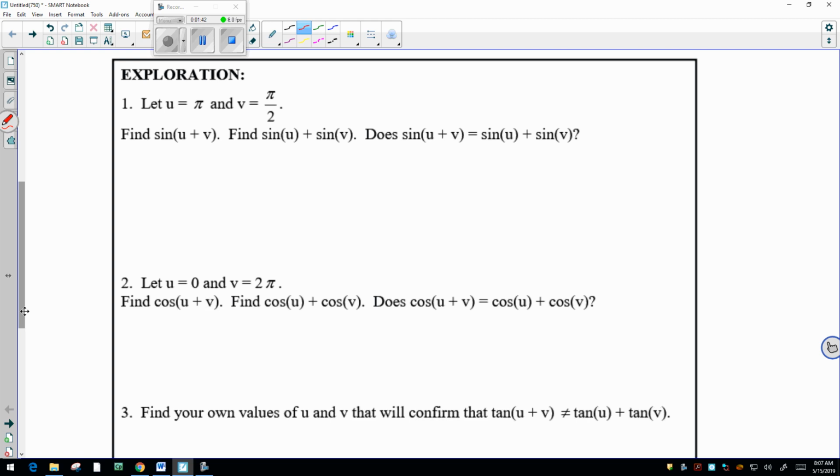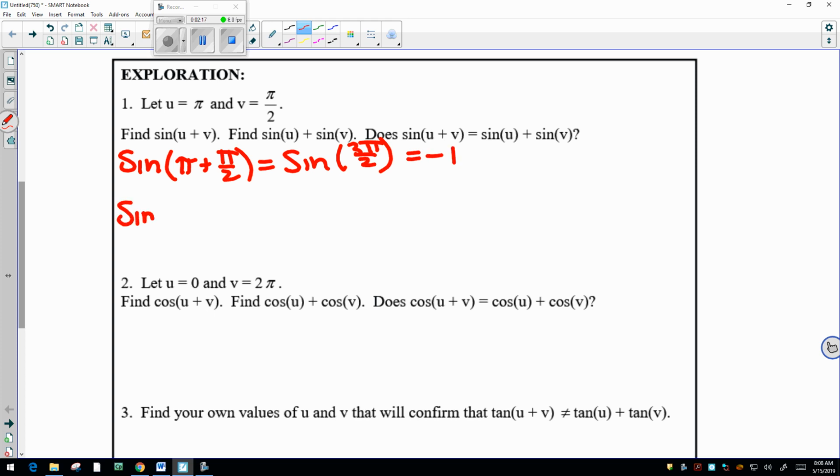So first thing, we're going to let u equal pi and v equal pi over 2. And we're going to actually test these out. We're actually going to see, if I were to plug it into this first one, will it be the same thing if I did them separately? So the sine of pi plus pi over 2. All right, so if I added 1 pi plus a half a pi, that's really going to give me sine of 3 pi over 2. That's a quadrantal angle, right? And if I were to evaluate that, that's going to get me the value of -1.